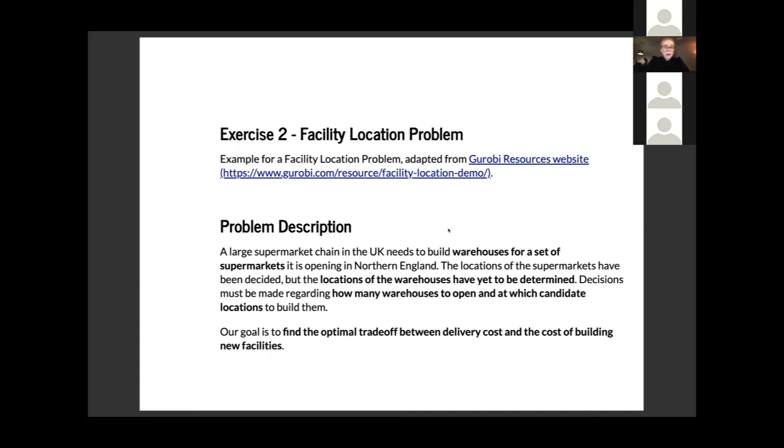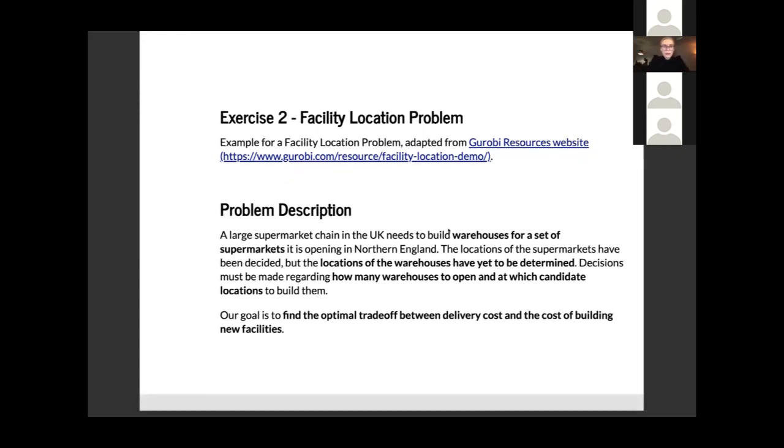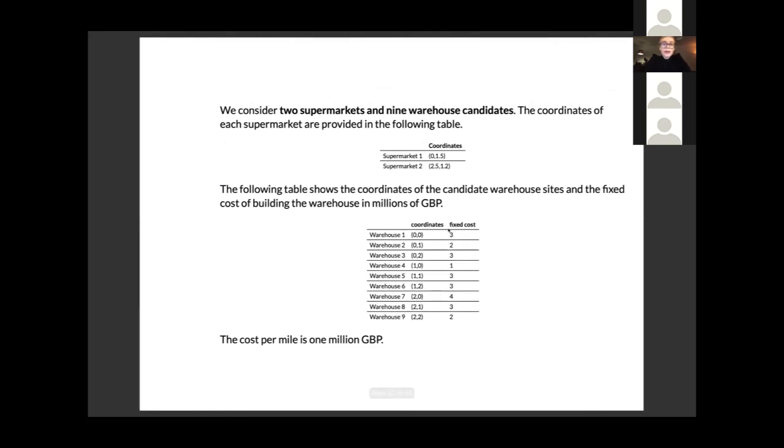Basically, you will have a trade-off between minimizing delivery costs. So should you just put a warehouse directly next to the supermarket, and to each supermarket the delivery cost will obviously be very small. But then you have costs of building the new facilities. So each warehouse will have a lot of fixed costs to it. So you don't want to just put a warehouse next to each supermarket. Basically, you need to trade those two things off.